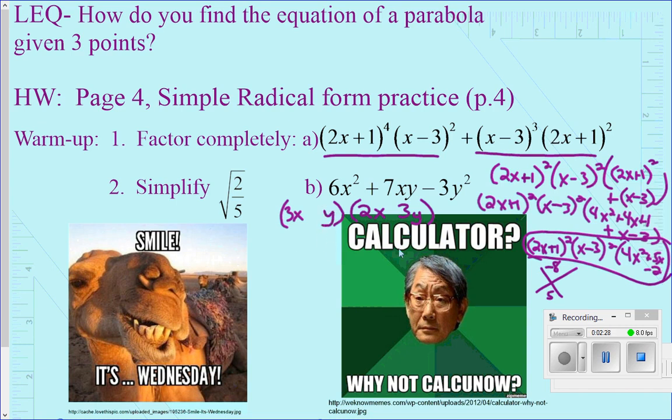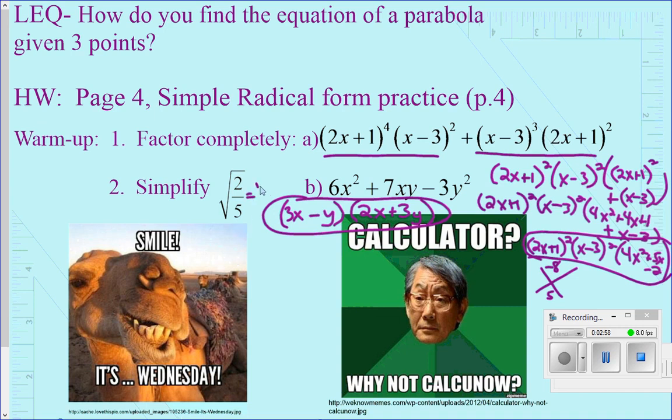Or I can flip it around if I need to, but 3 times 3 is 9, positive 9xy, and then in this inner, negative y times 2x gives negative 2xy, so 9xy minus 2xy gives us 7xy, and then negative y times positive 3y is negative 3y squared. So our factors are 3x minus y and 2x plus 3y. Looks good.